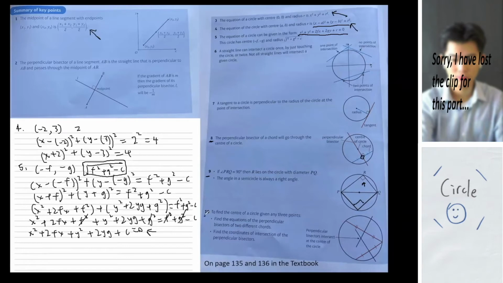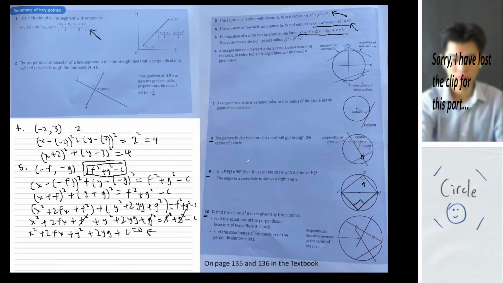And for part 10, to find the center of the circle given any 3 points, find the equation of the perpendicular bisector of 2 different chords. So if I randomly draw 2 chords, which are the red highlight lines, 1 and 2, maybe just pick them randomly, and the perpendicular bisectors of the chords, which are the black lines here, the intersection of these 2 perpendicular bisectors would be the center of the circle.